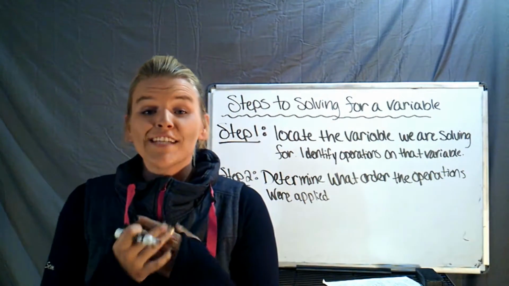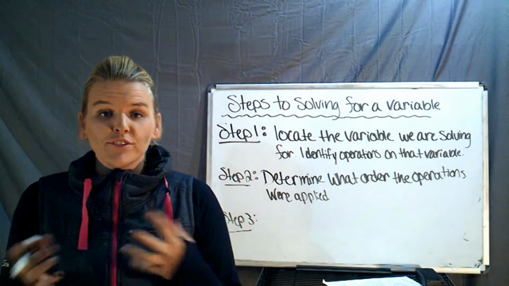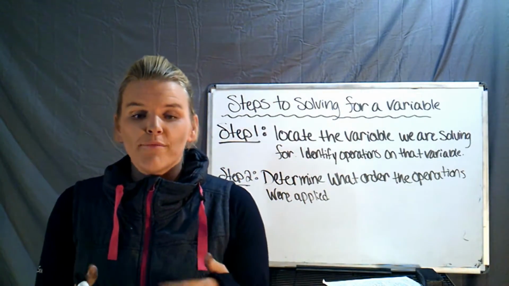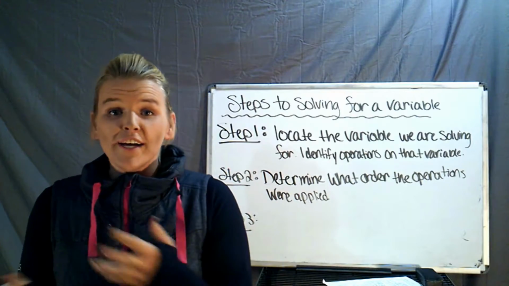And like I just said, step 3 is using inverse operations to undo the operations so that we can isolate the variable.